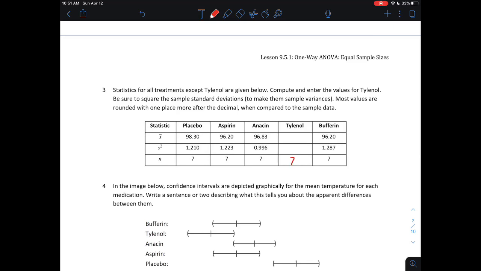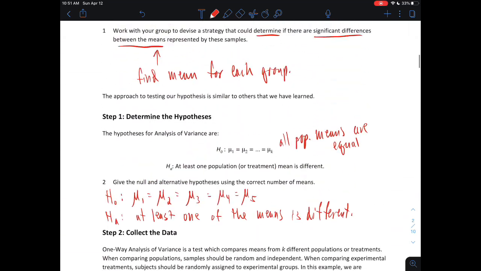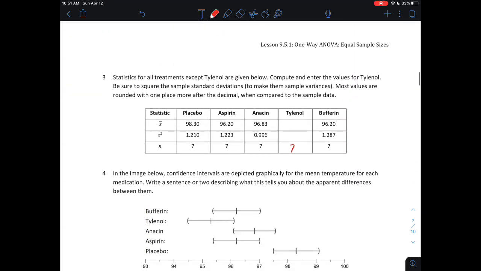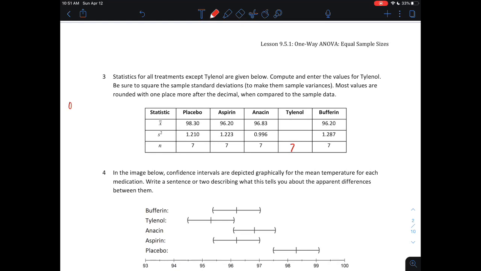And then you could just go back to your data, enter Tylenol into one list, and then use one variable statistics. So for number 3, use one variable statistics to find x bar and s squared for Tylenol.